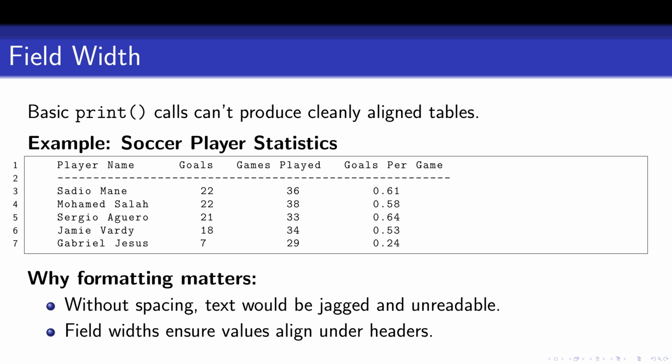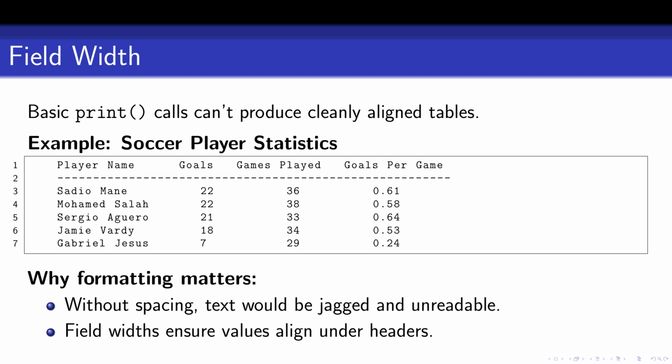When printing structured data like tables, default print statements often result in uneven or jagged output, especially when string lengths vary. That's where field width formatting comes in. It allows you to specify a minimum number of characters each value should occupy, ensuring alignment and readability across rows.